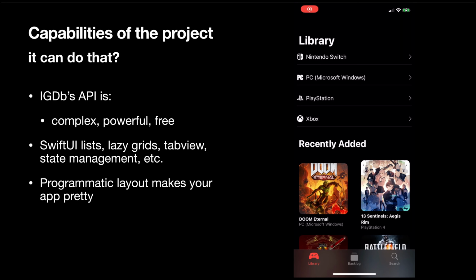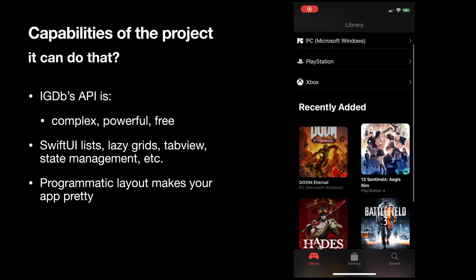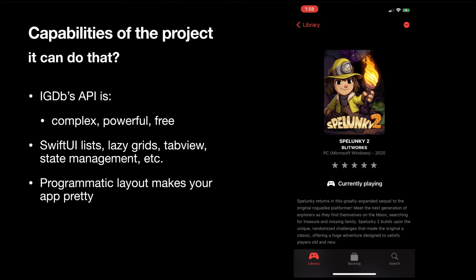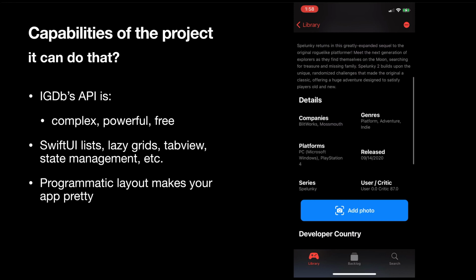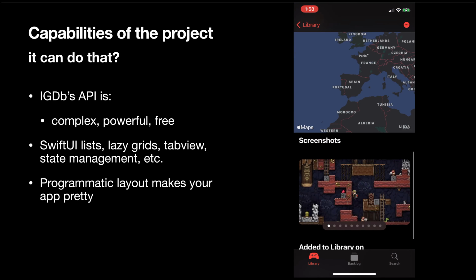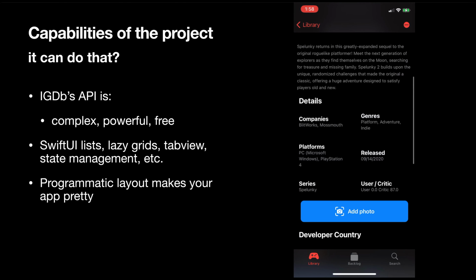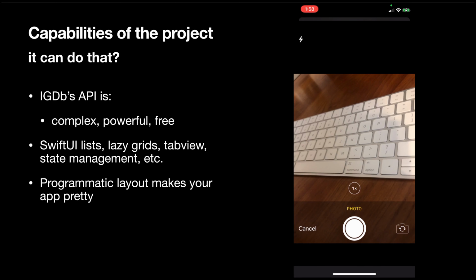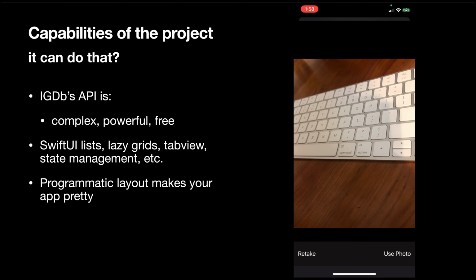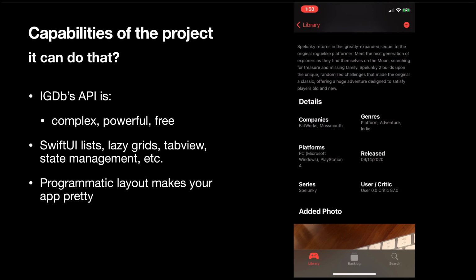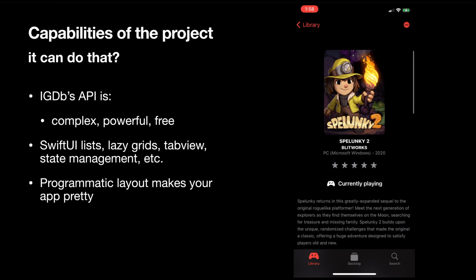So what are the capabilities of the project? IGDB's API is complex, it's really powerful, and it's free. That's great. It lets me do a lot of things that I wanted to try in my own video game database, and without having to get all the data together, I can just make my own wrapper. SwiftUI's lists, lazy grids, tab view, state management, all these complex concepts from UIKit are really simple to do in SwiftUI, and that makes things convenient.